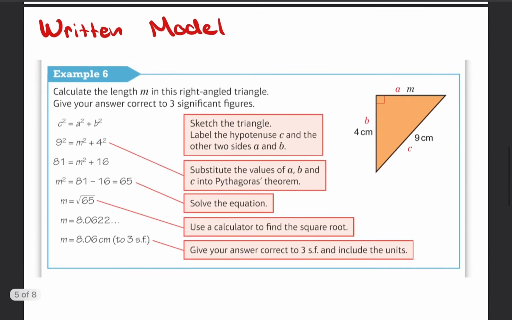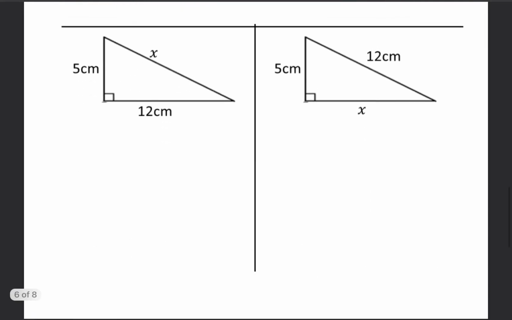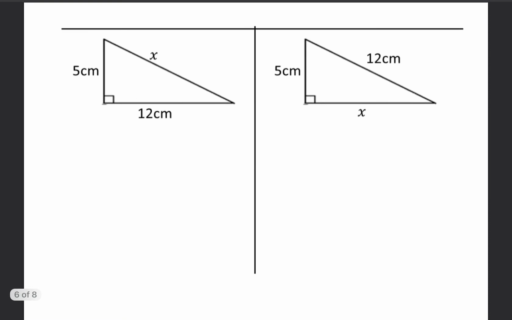Okay, here's a written model. Pause and read it. That's all we're going to do. Okay, let's move on. Here's 2 more examples. Okay, missing length. Well, what is your c? Opposite the right angle. That's your c. A and b, it doesn't matter what you do as long as they're the shorter lengths. Okay, this is our c here. Interesting. I'll call that a, I'll call that b.